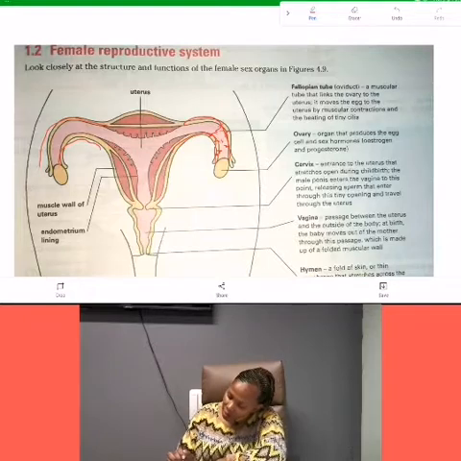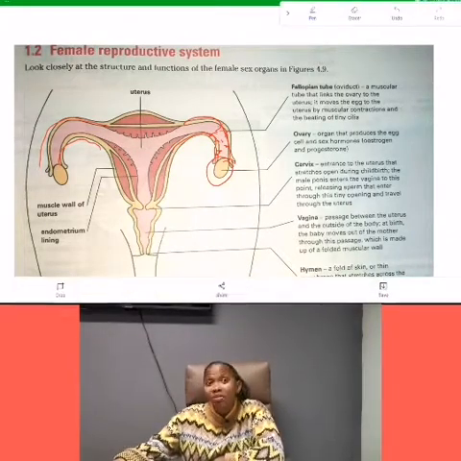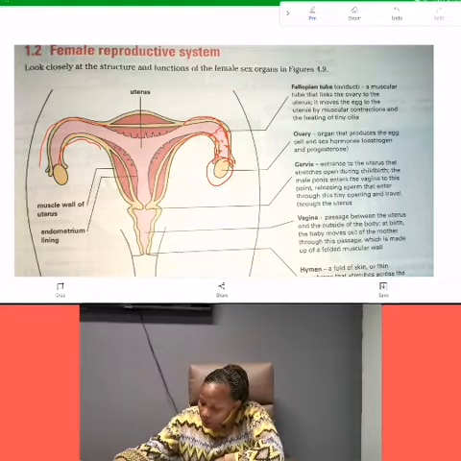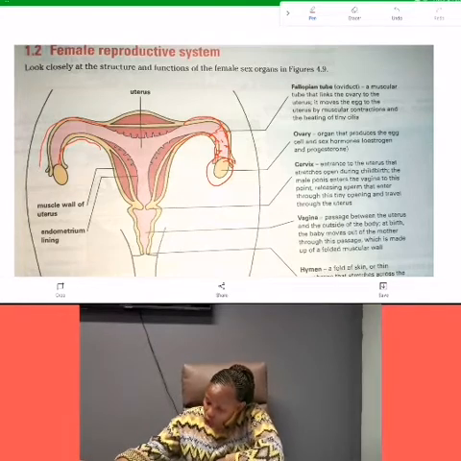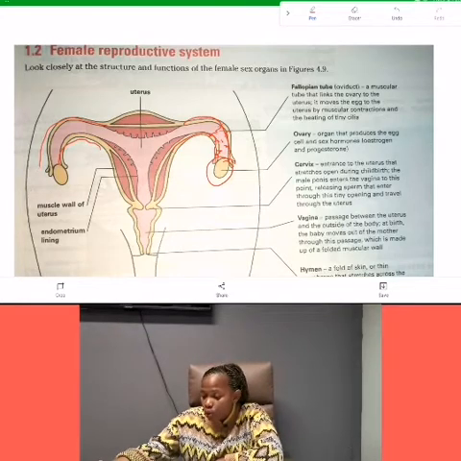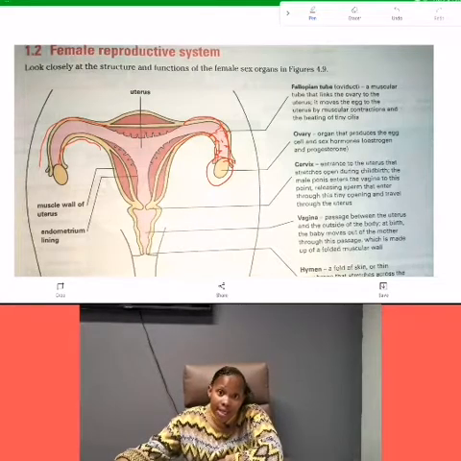Then we have an ovary, which is the oval shape that you see here. It's an organ that produces the egg cell and sex hormones, which are estrogen and progesterone. We are going to talk about these hormones further as we go along our lesson.